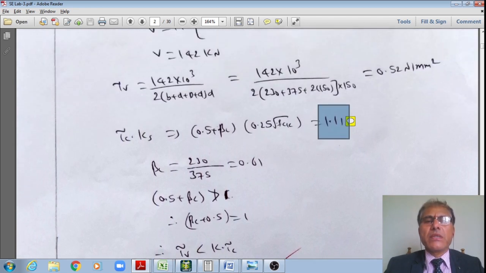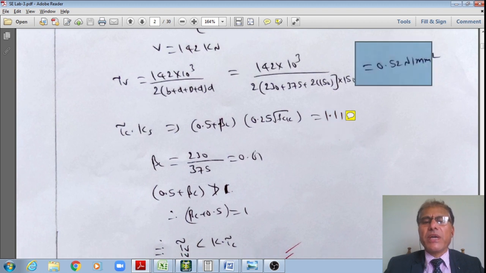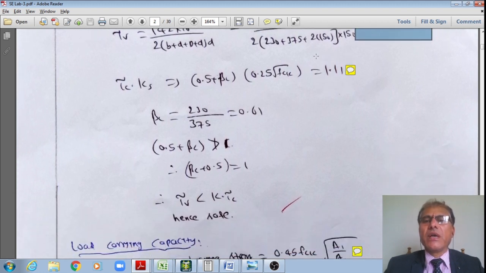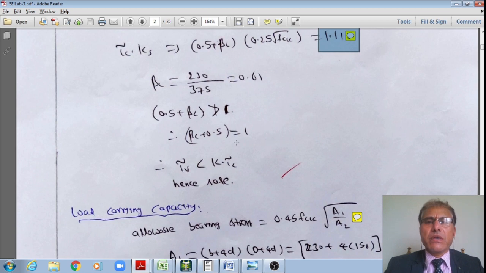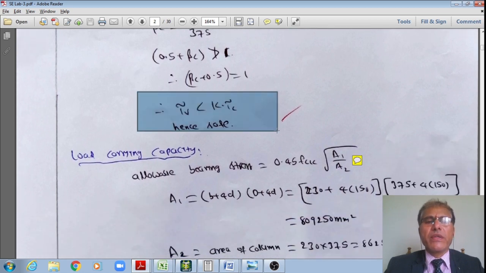However, you please see that the actual punching shear stress 0.52 is much less than this permissible punching shear stress 1.11 Newton per mm square. It is okay. Therefore, it is okay.